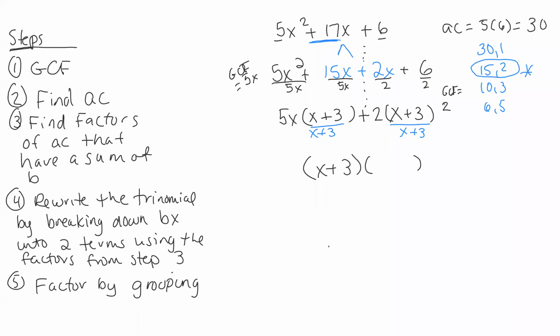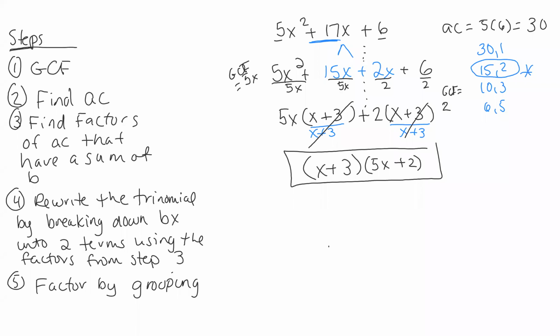On the left-hand side of the problem, the 5x times x plus 3, well, the x plus 3's now cancel, leaving me with a 5x. On the right-hand side, the 2 times x plus 3, the x plus 3's cancel, leaving plus 2. And that's it. You're done at that point. So even though this is a lot more involved than what we did in the previous video, it's not really that difficult. We're just using things we already know how to do. The only difference here is you have to find AC first.